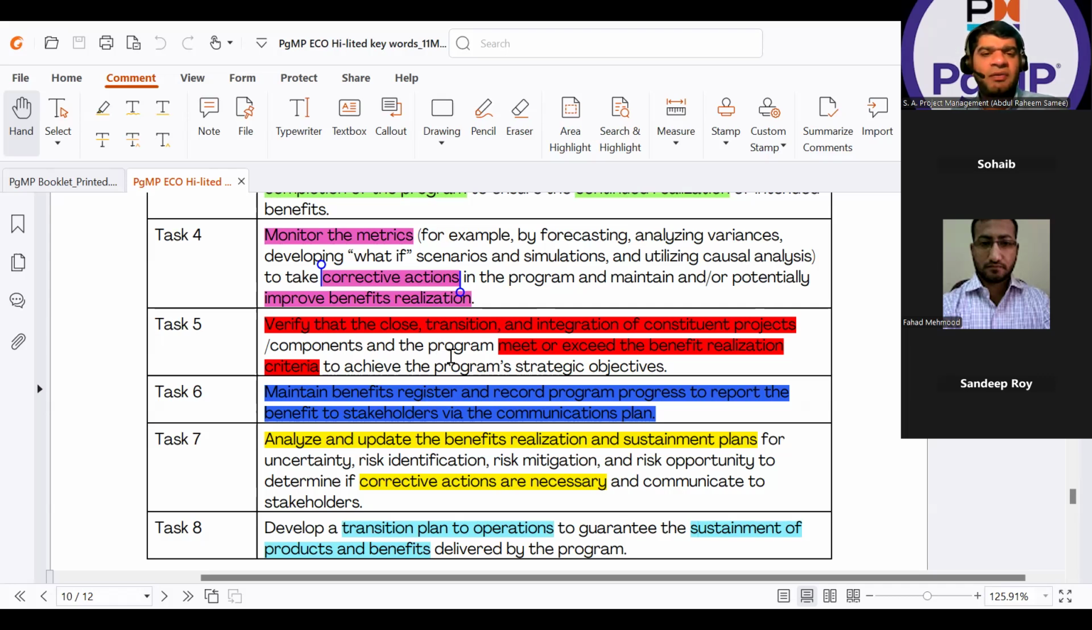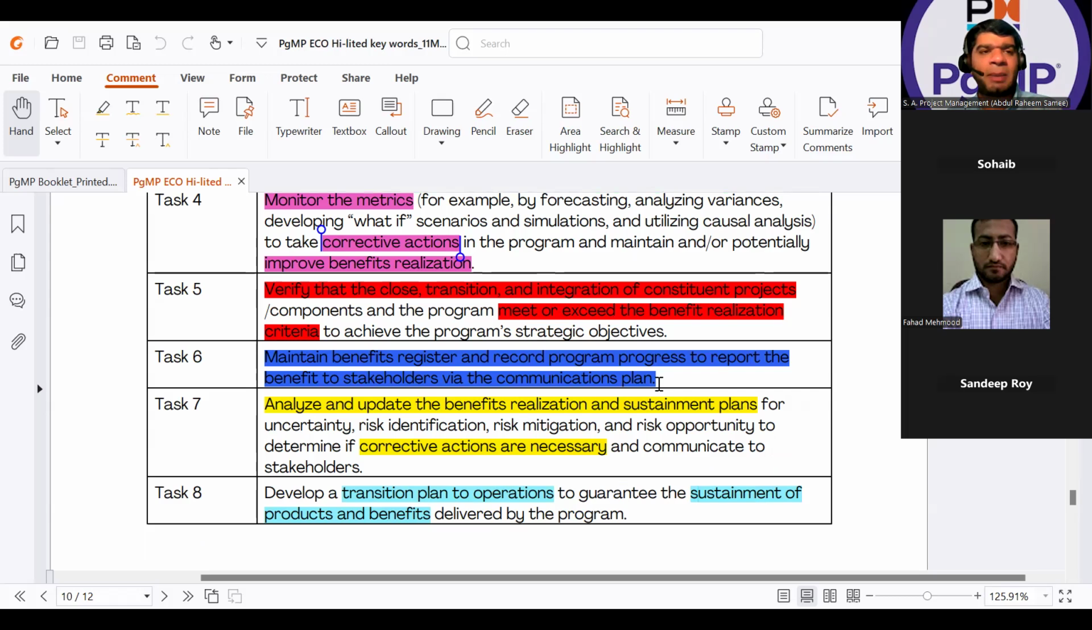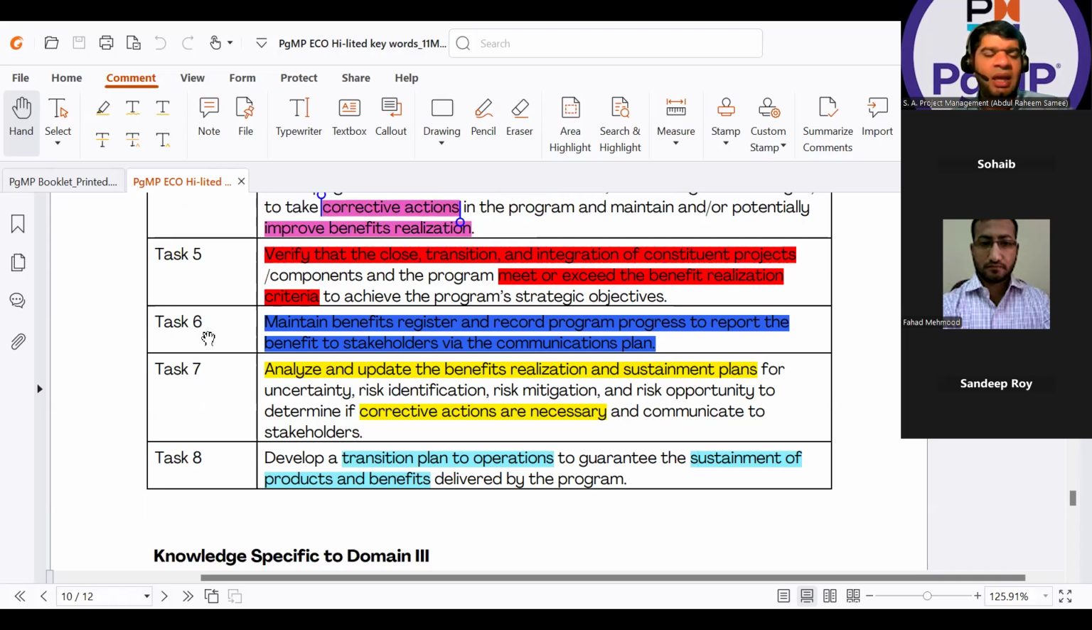Task 5: verify that the close transition and integration of constituent projects or components and program meet or exceed the benefit realization criteria to achieve the program strategic objectives. The keyword is criteria. Whenever I have to close the program and transition the benefits, the key answer will be benefit realization criteria, benefit acceptance criteria, or exit criteria, closure condition. These are the key terms that will help you to make a decision to go to the next step or to deliver something.